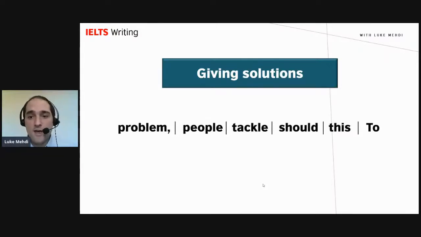Problem people tackle should this too. Can you reorder this into a proper phrase to begin your sentence when you're giving solutions? Yes, you could do that, Abdulatif. You could give one paragraph describing the problem and one paragraph describing the solution.